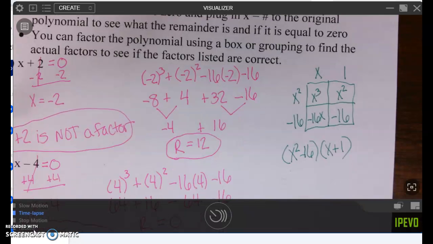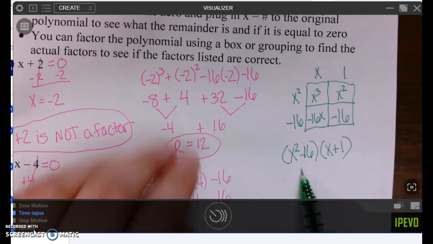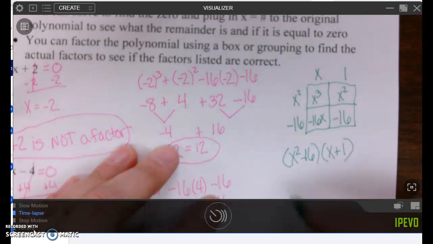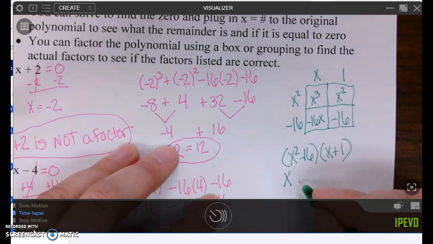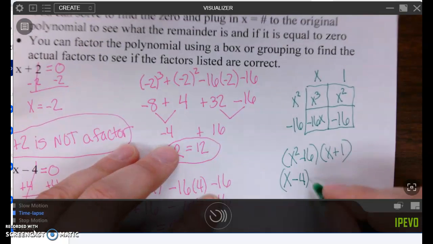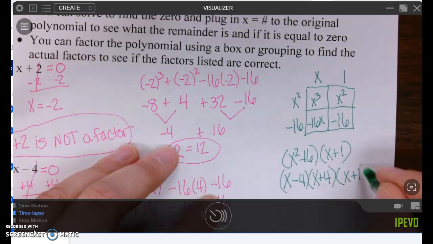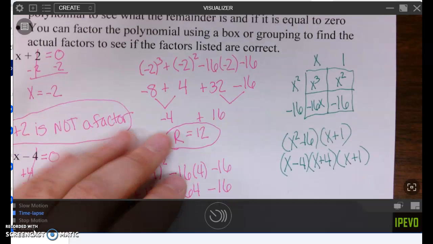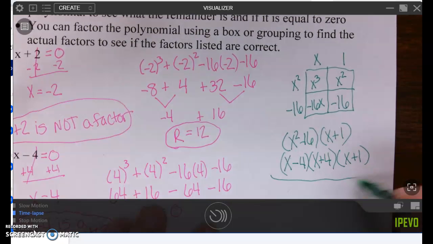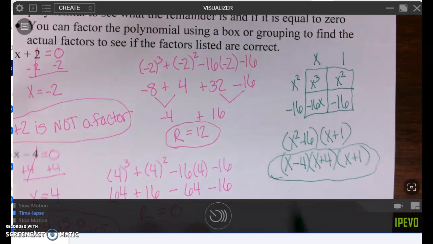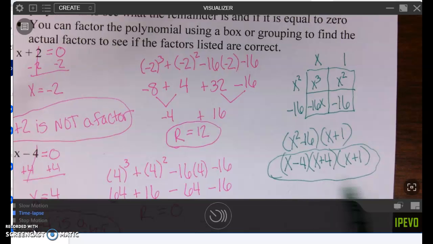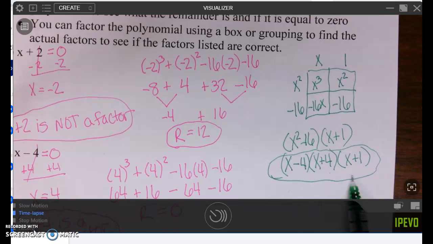But remember, x squared minus 16 is the difference of 2 squares. They're both perfect squares. So if I square root x squared, that's x. If I square root the 16, that's 4. And so that factors as x minus 4 and x plus 4. Okay, that's your difference of squares pattern. And so this whole polynomial, it was a cubic, so we have 3 factors. Factors as x minus 4, x plus 4, and x plus 1. And we could find the zeros. If we set those equal to 0, the solutions would be positive 4, negative 4, and negative 1.